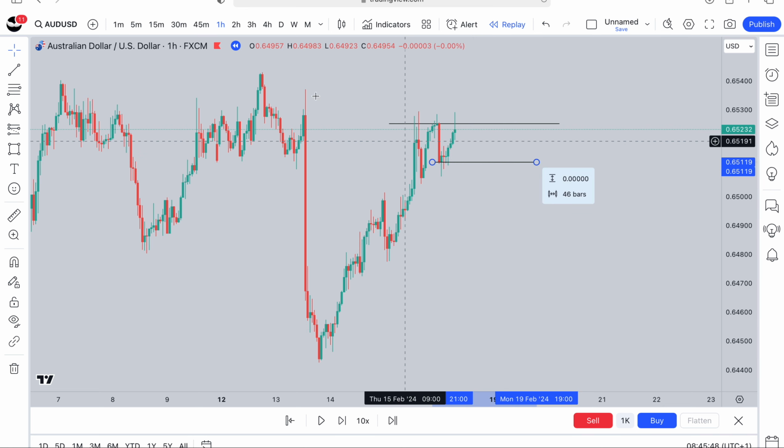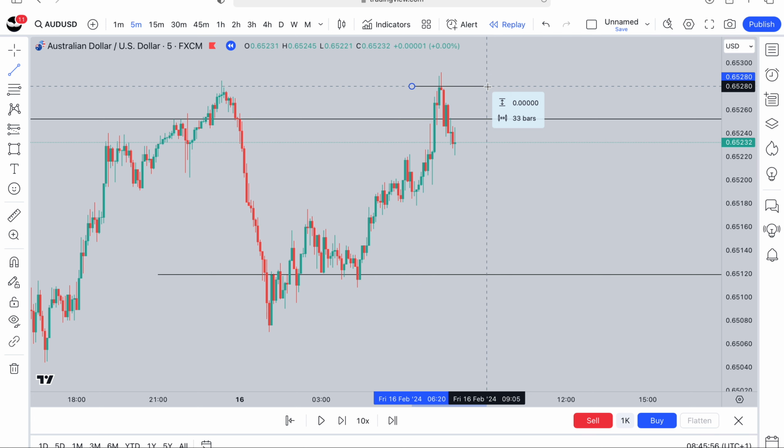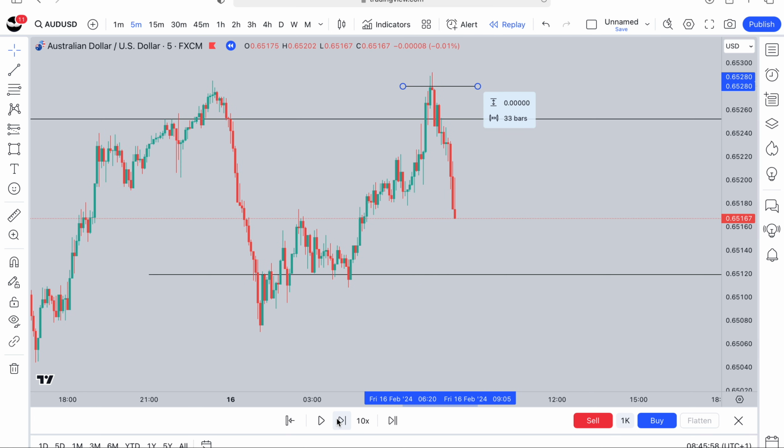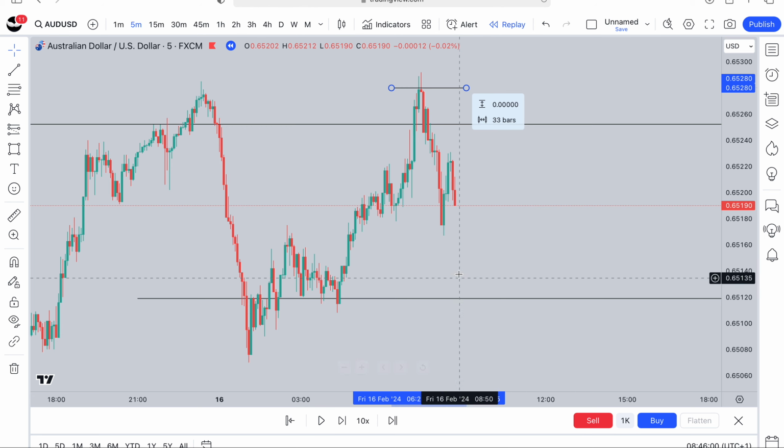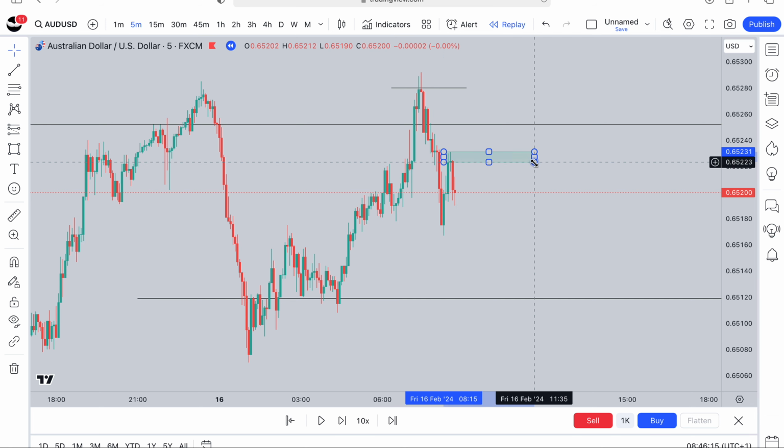Now I'm going to go to the 5-minute and wait for some kind of sentiment shift. This is looking really weird. I don't really know what to do here, so I'm going to wait for clearer direction. Okay, I can see now that we do have this sentiment shift. I do have a lower high, so I'm going to see if I can take this trade right by here.